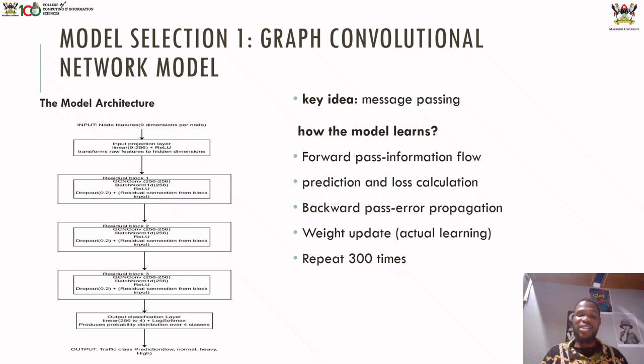Then we repeat these steps 300 times, something called epochs. Yes, epochs. So I ran my algorithm through 300 epochs, and we got an accuracy of 85%.